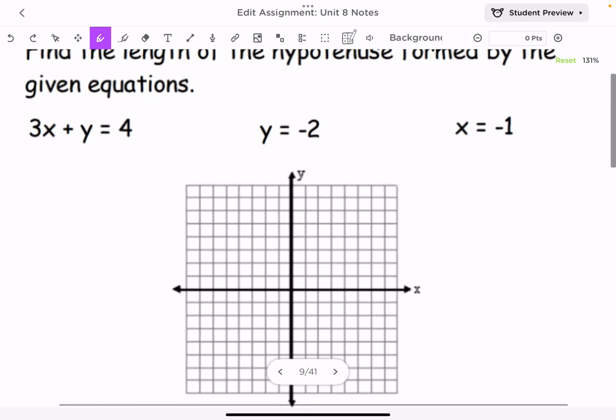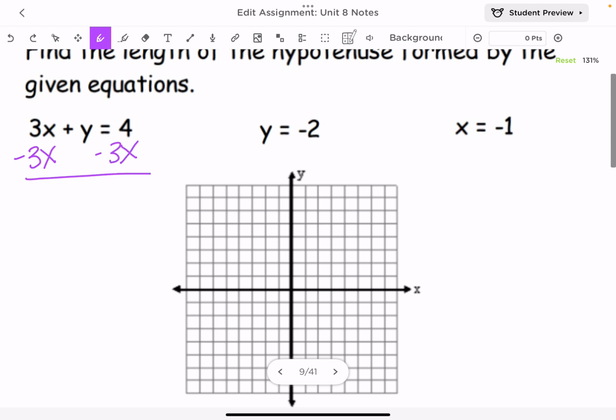So I do need to graph these 3 lines. To graph this first line, I need to subtract the 3x. So I have y equals negative 3x plus 4. I'm going to go ahead and graph that. I'm going to start at 4 on the y-axis. And then my slope is -3, so I'm going to go down 3 over 1. Down 3 over 1. I'm just going to keep going because I don't know how far to go yet. Okay, so I have this line.